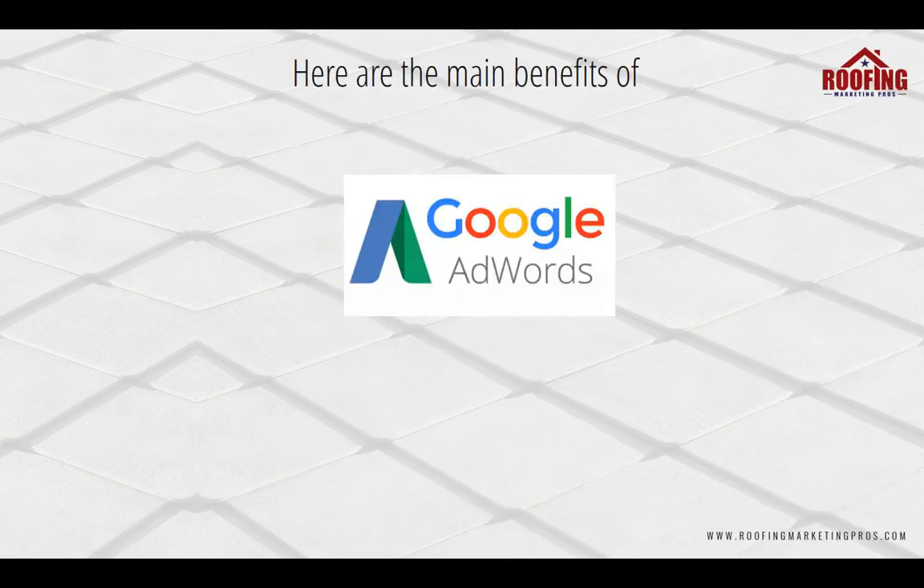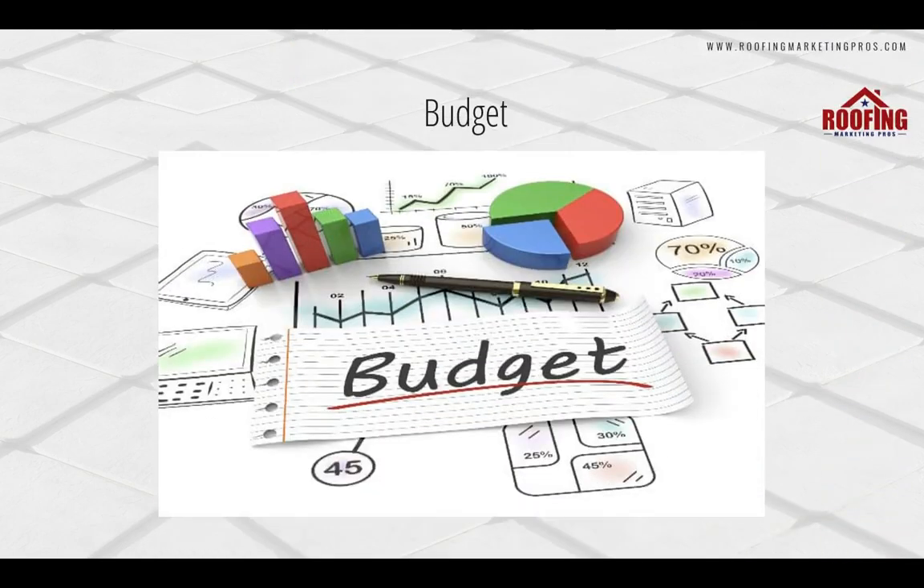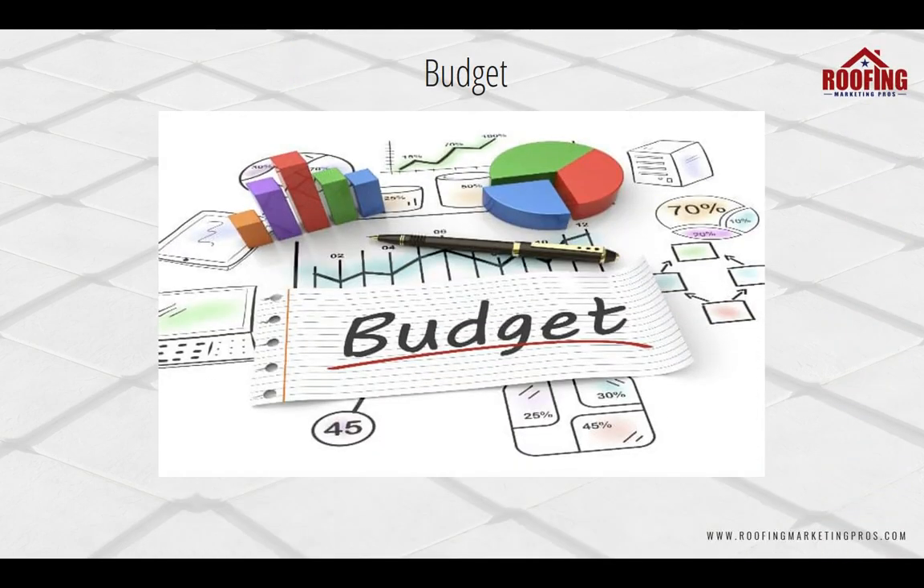So let's go over the main benefits of AdWords. One of the things that you have to understand with AdWords and SEO is that if you do these the way that we propose, you'll get the same types of leads. The leads will be very similar in quality: people in the middle or the top of the buying cycle. They're looking for a problem solved, looking for a free estimate.